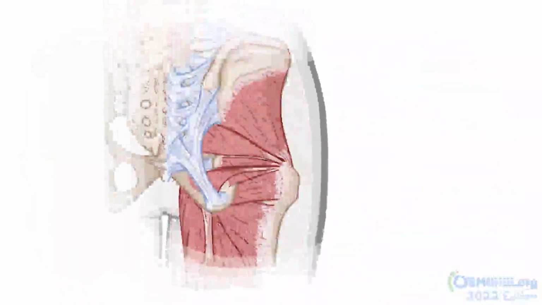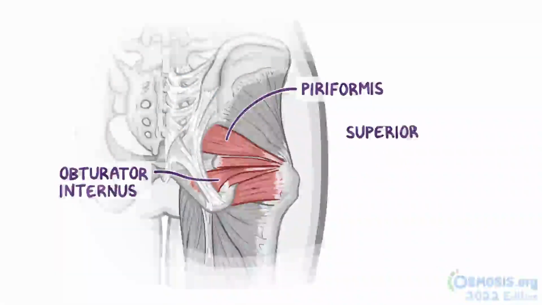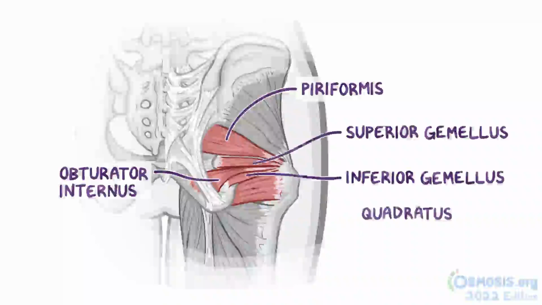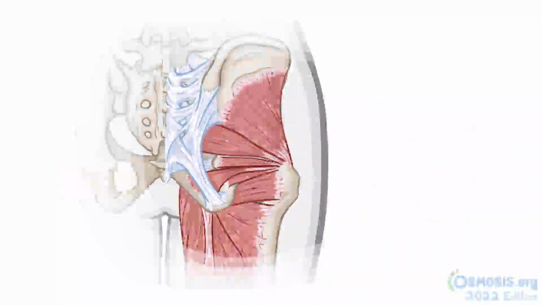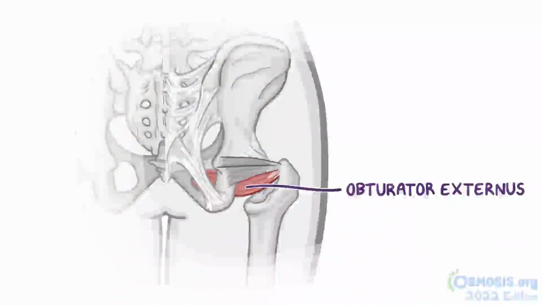Let's move on to the deep layer, which consists of 5 muscles covered by the inferior half of the gluteus maximus: the piriformis, obturator internus, superior and inferior gemelli, and quadratus femoris. Actually, there's also a 6th muscle called obturator externus, which is physically part of the adductor compartment of the thigh, but it is functionally related to this region as it is a lateral rotator of the thigh. So think of it as an honorary member of the gluteal region.